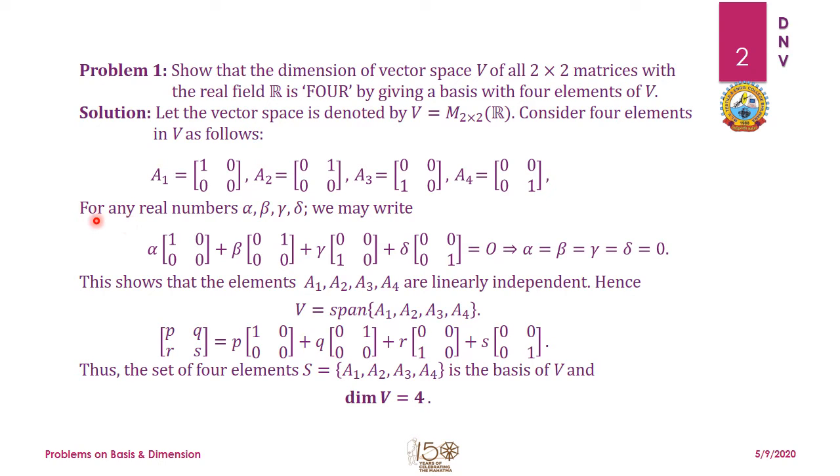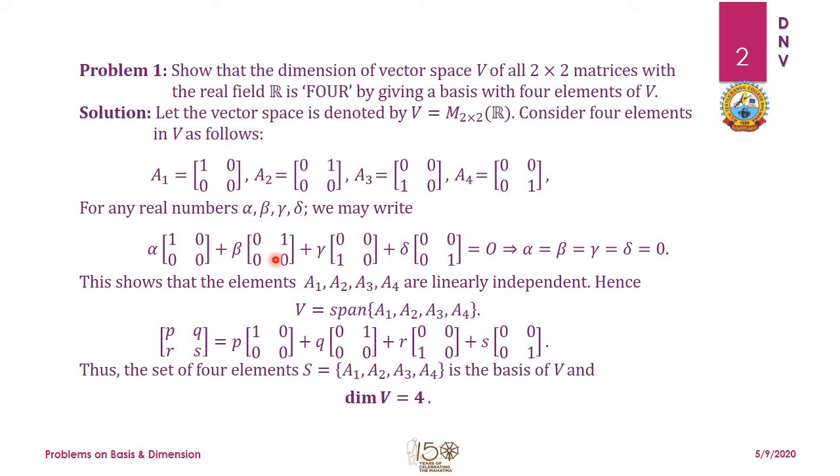So for finding the dimension of matrix, or to find the basis of a vector space, we need to prove that all these 4 are linearly independent and they span the vector space V. So we consider these 4 real numbers alpha, beta, gamma, delta belonging to the set of real numbers R, and we make a combination of it: alpha times this matrix, beta times the second one, gamma times third, and delta times fourth, and it is equal to the null matrix.